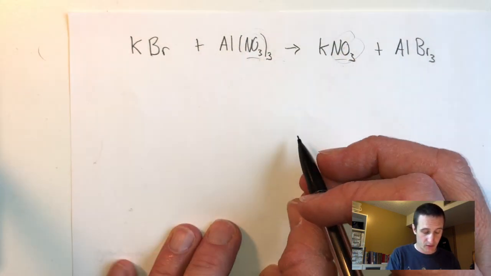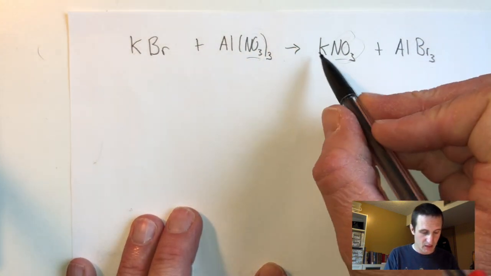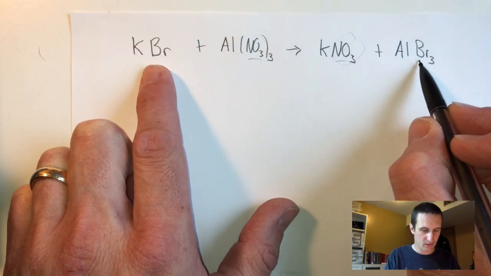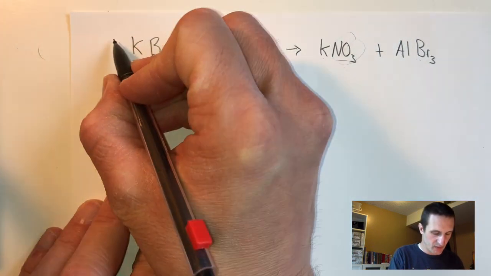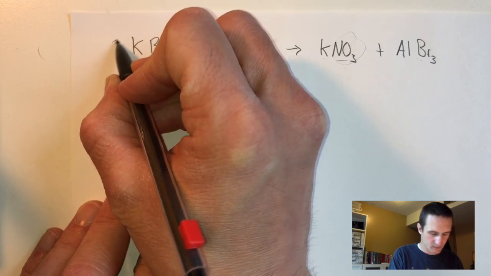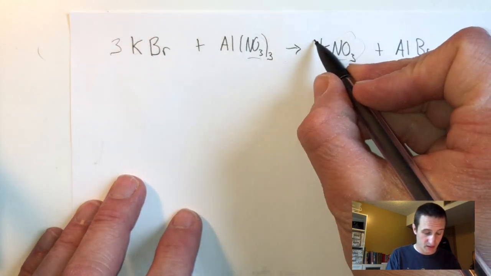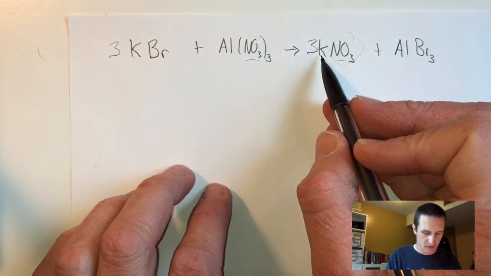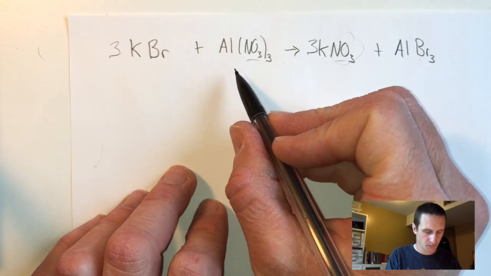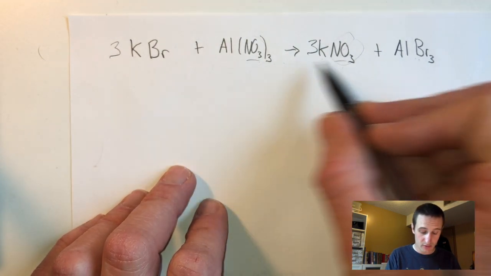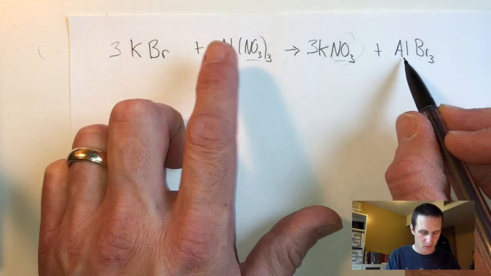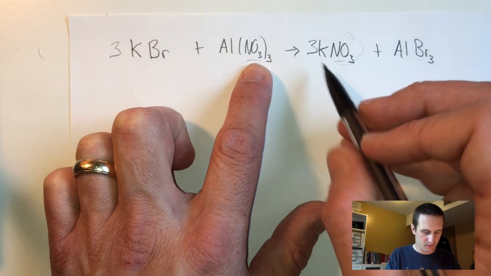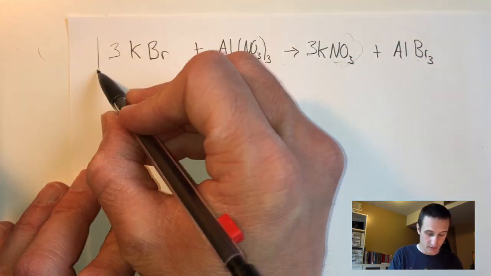And so when I do this one, potassium is good. Bromine, I see 1 bromine and I see 3 bromine. So I'm going to have to balance that, which also means I'm going to have to come back and fix the potassium. Sometimes you fix one and you have to go back and change the other one. So I need 3 potassium. And now actually this is a balanced equation because I have 1 aluminum, I have 3 nitrates on both sides, and so this is balanced.